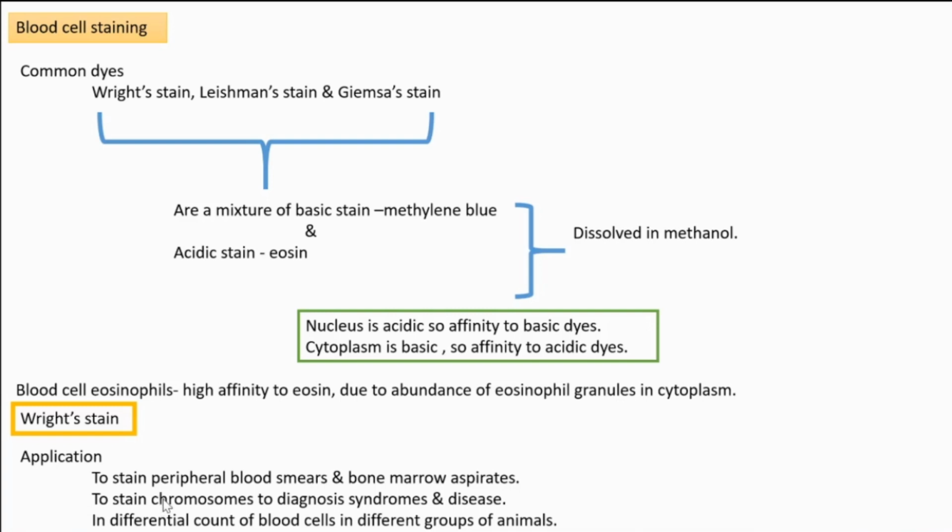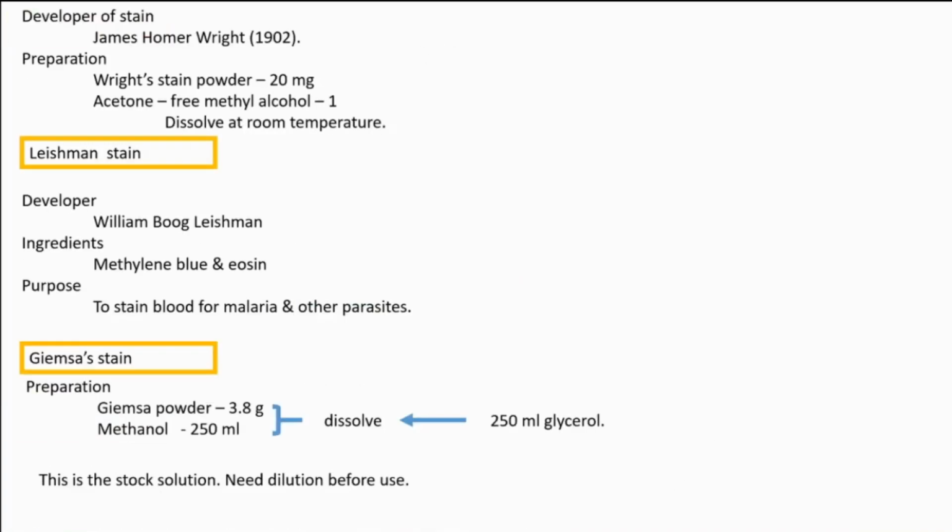Then to stain chromosomes to diagnose whether that person has any syndrome or disease. For the differential count of blood cells, to count the different types of blood cells, for that also we are using Wright stain. Who developed this Wright stain? James Homer Wright in 1902. How is it prepared? Wright stain powder 20 mg, then acetone-free methyl alcohol 1 gram, and dissolve it at room temperature.